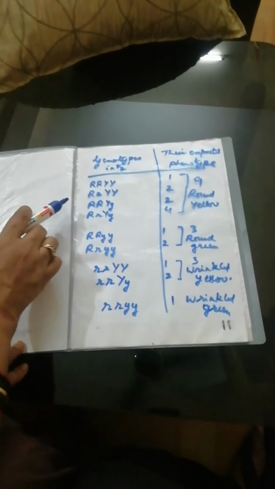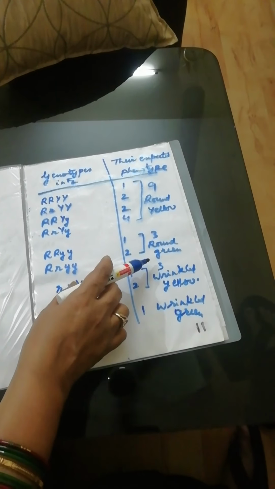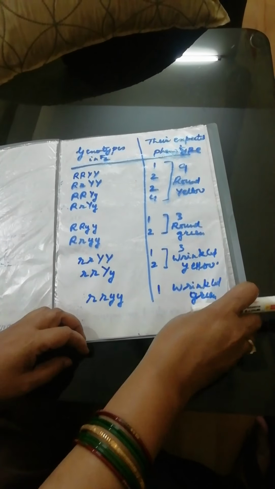9:3:3:1. This is the phenotype, and this is for 9. How many genotypes are there? 4. For 3 round green, 2. For 3 wrinkled yellow also we got 2 genotypes, and for wrinkled green we got only 1 genotype. Okay, I will explain it.